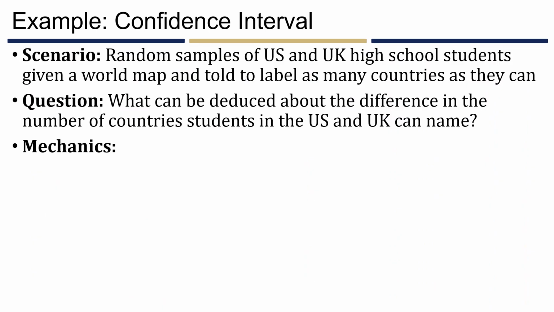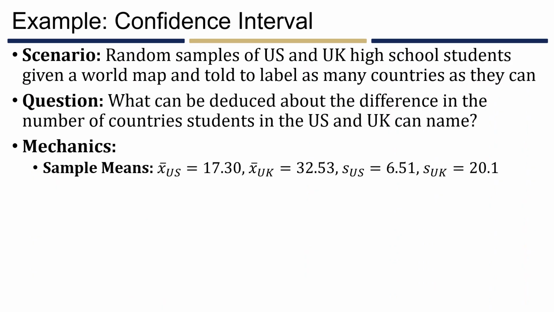So putting everything together, what we know is that the sample mean for the United States is 17.3, the sample mean for the United Kingdom is 32.53, the sample standard deviation for the United States is 6.51, and the sample standard deviation for the United Kingdom is 20.1.